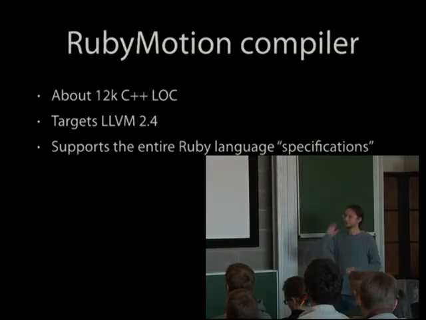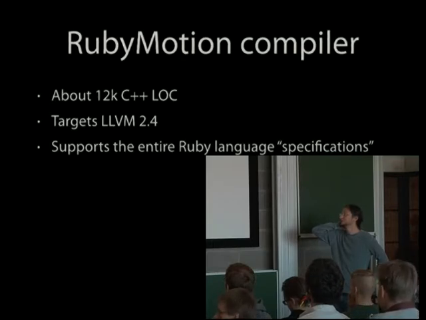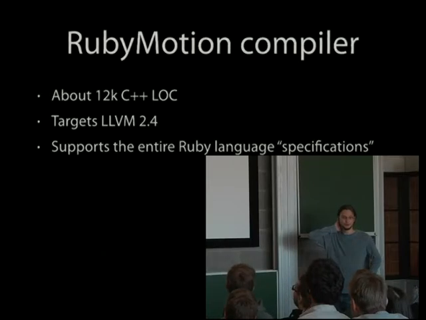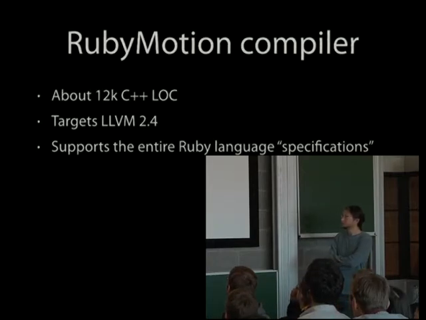So as of yesterday, I checked, the RubyMotion compiler is very big. It's close to 12,000 lines of C++. We use the C++ API with LLVM, which we don't really have any choice because we cannot use the C API. We really have to use all the features of the project. We target LLVM 2.4, and we support the entire Ruby language specification.